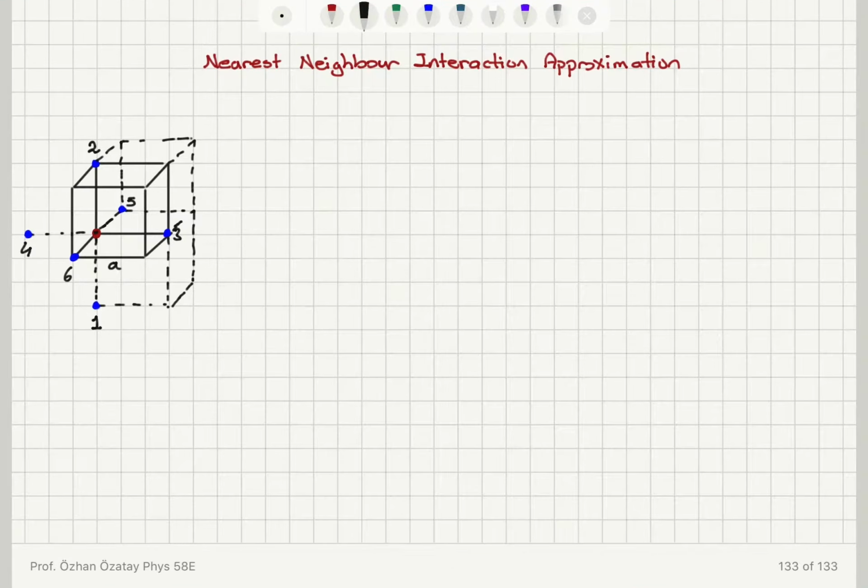Now we will talk about a different approach for the interaction between magnetic moments. This is based on the idea that in a localized moment atom, we should really consider only the electronic moments interacting only with their nearest neighbors. The next nearest neighbors will be too far away and the interaction is negligible.